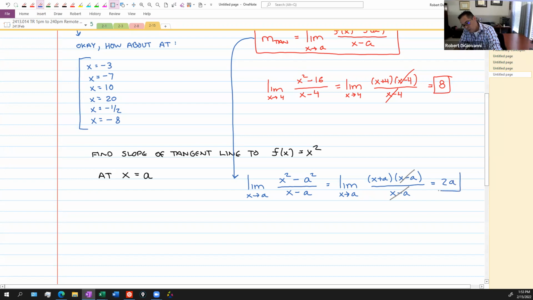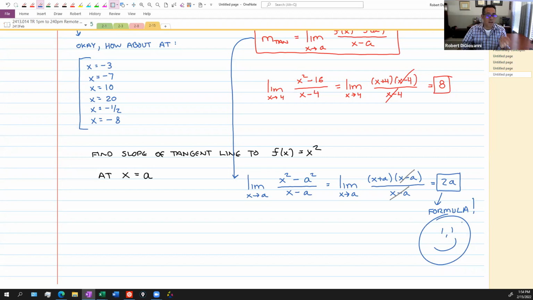2a. What we have now is a formula, right? We have a formula that will give us the slope of the tangent line. All you have to do is provide me a. Whatever a is, I'm going to double it, and that will be the slope of the tangent line.